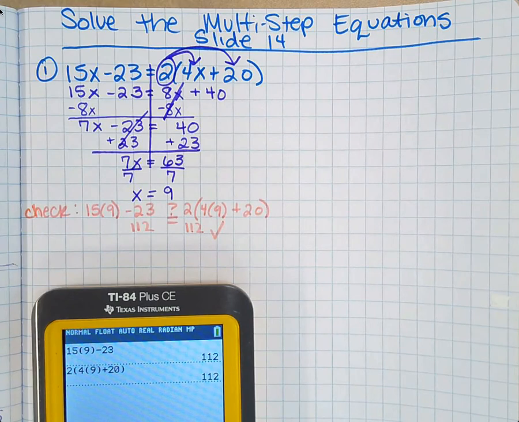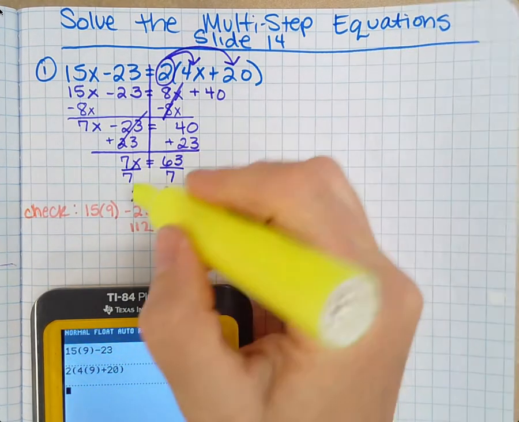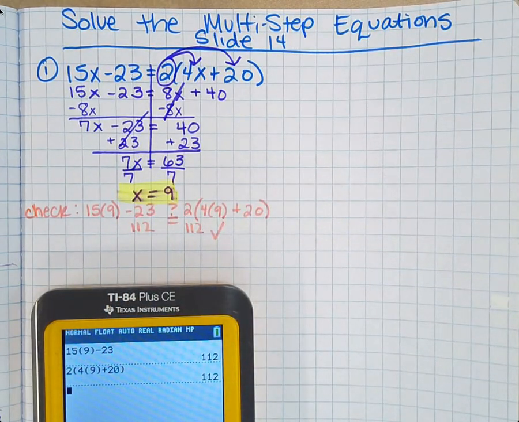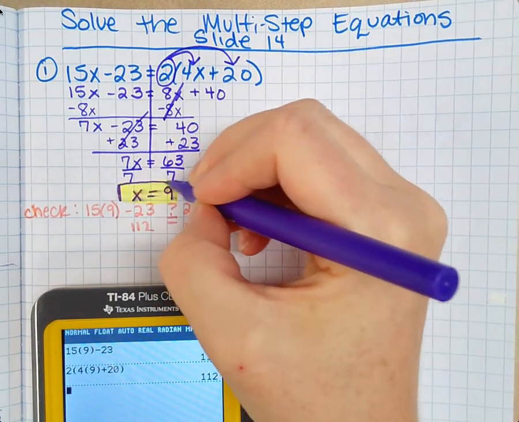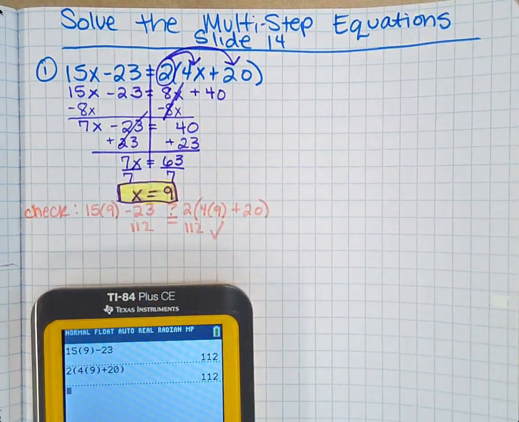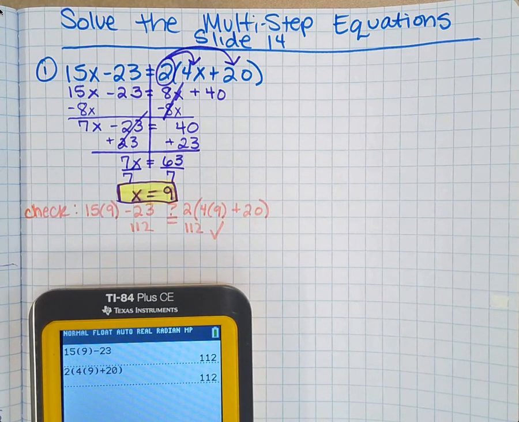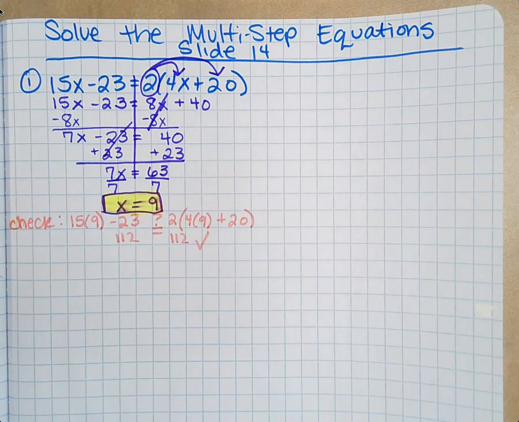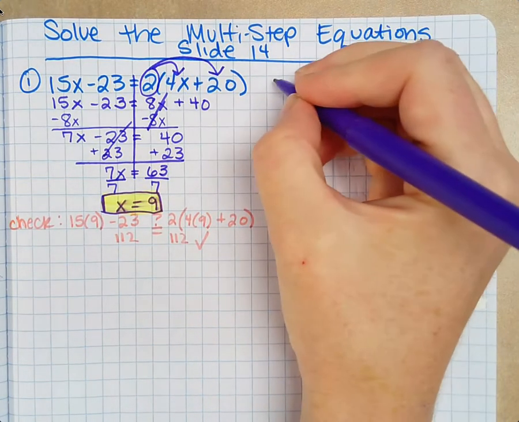So now put a box around your answer or highlight it. That looks kind of bad, huh? I shouldn't do highlight over purple. Okay. Hey, how was that? Feel okay? Yes. Okay. So let's do the next problem.